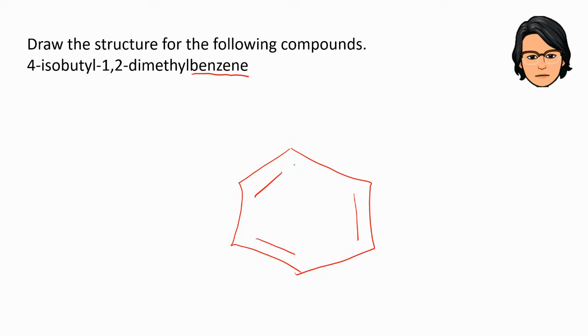If you are familiar with it, you don't have to do any more numbering. Okay, 1, 2, 3, 4, 5, 6. Okay, so the substituents: 1,2-dimethyl, 4-isobutyl. Okay, so how to draw isobutyl?